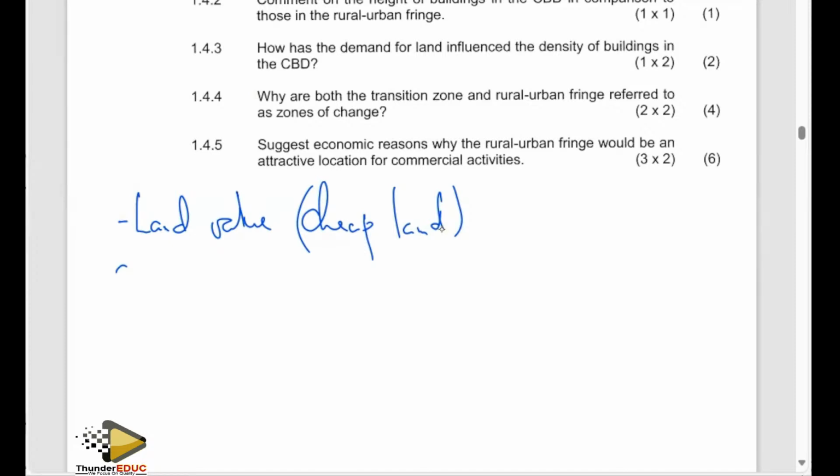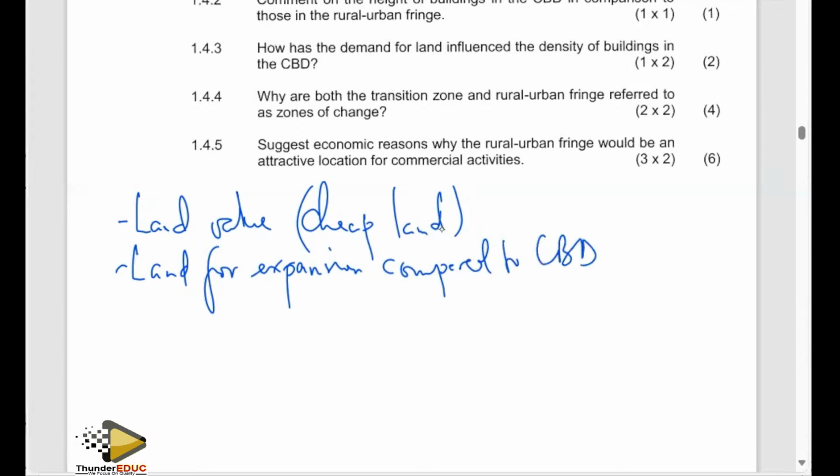And also, we can talk of availability of land for expansion, compared to the CBD. Compared to the CBD, it means these businesses have got potential of expanding and making more profits for themselves if they can expand because they have space for expansion. While in the CBD, they are confined to the spaces available. So it's also another factor which can be an attractive factor. And then we can also talk of easy access to raw materials.